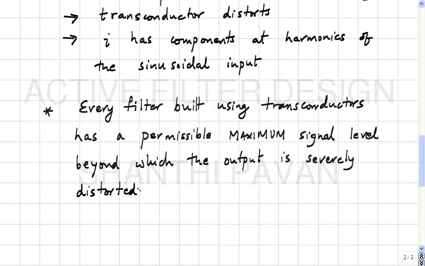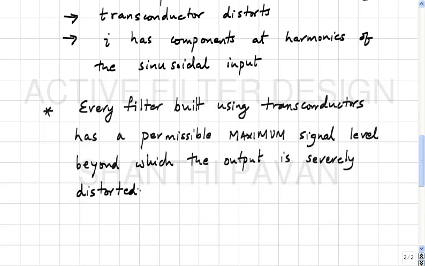One simple trick is to say my filter can handle 2 million volts, then put an attenuator with a ratio of 1 by 2 to the 8, and then all the signals internally become very small, and my transconductors are able to handle it. So all that you can say is that the linear range of the transconductors is in some fashion related to the linear range of the filter, but both need not necessarily be the same.